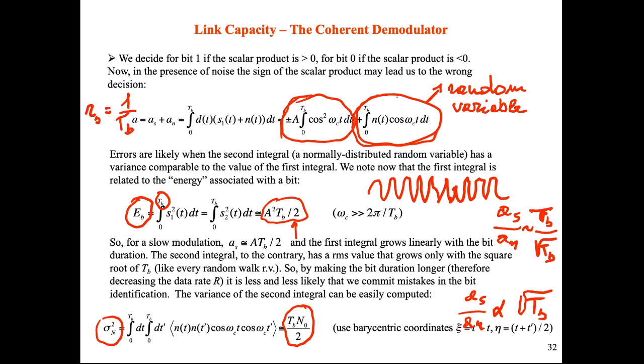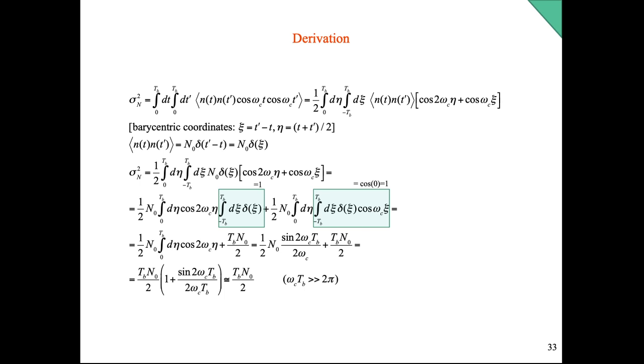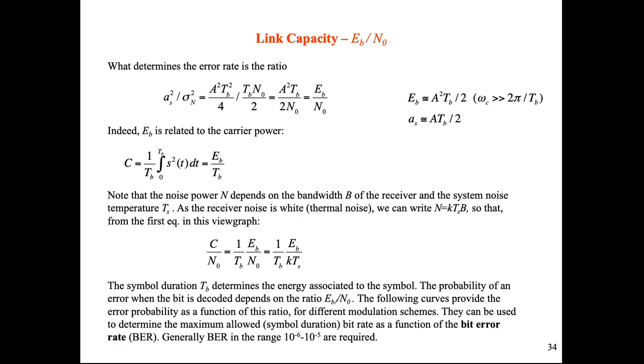All right, and we will see it all in practice. So we did this computation, etc. And we, in the end, computed this ratio, A squared over sigma_n squared, which you can see is proportional to T_bit.